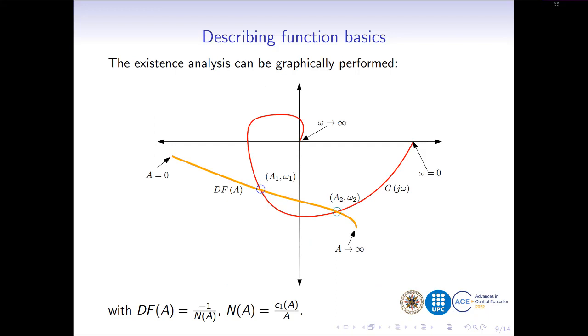To do so, we define an expression, N(A), understood as the generalized frequency response of the nonlinearity. DF(A) as minus 1 divided by N(A) is the describing function. Usually, the evolution of DF(A) as a function of A is plotted over the polar plane jointly with G(jω) as shown in the figure. In case that the two curves intersect, a solution exists. The solution defines the limit cycle amplitude and frequency.